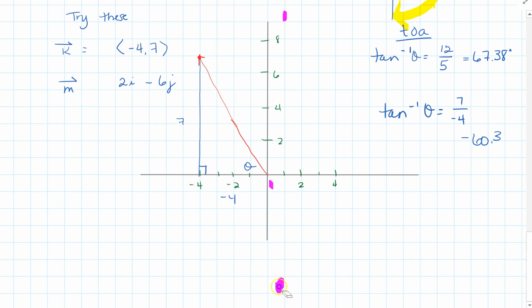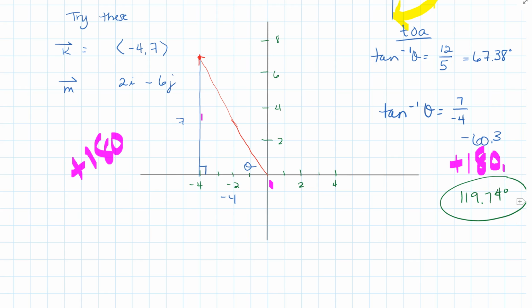So what you have to do is, if you're in quadrant 2 or 3, you have to add 180 degrees. So if I had negative 60 plus 180, I actually have 119.74 degrees. So this is my actual answer.